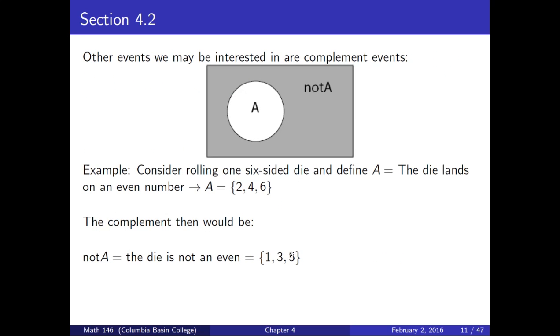Sometimes we may be interested in complement events. A complement event, which we usually denote as not A, is basically everything that's not in the event you're interested in. On rolling the one six-sided die, if we define A to be the die lands on an even number, then our event A happens whenever we roll a 2, a 4, or a 6. The complement, not A, would be the event that the die is not even, in other words odd, and that would include the numbers 1, 3, and 5. Notice that the event A and the complement, not A, make up our entire sample space, and that will always be true.